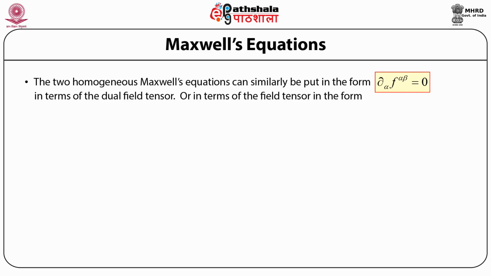So in the tensor form, we can then expand this to write del superscript alpha capital F superscript beta gamma plus del superscript beta acting on capital F superscript gamma alpha plus del superscript gamma acting on capital F superscript alpha beta is equal to 0. And from this, we can then finally write down the Lorentz force equation for a particle of charge q.